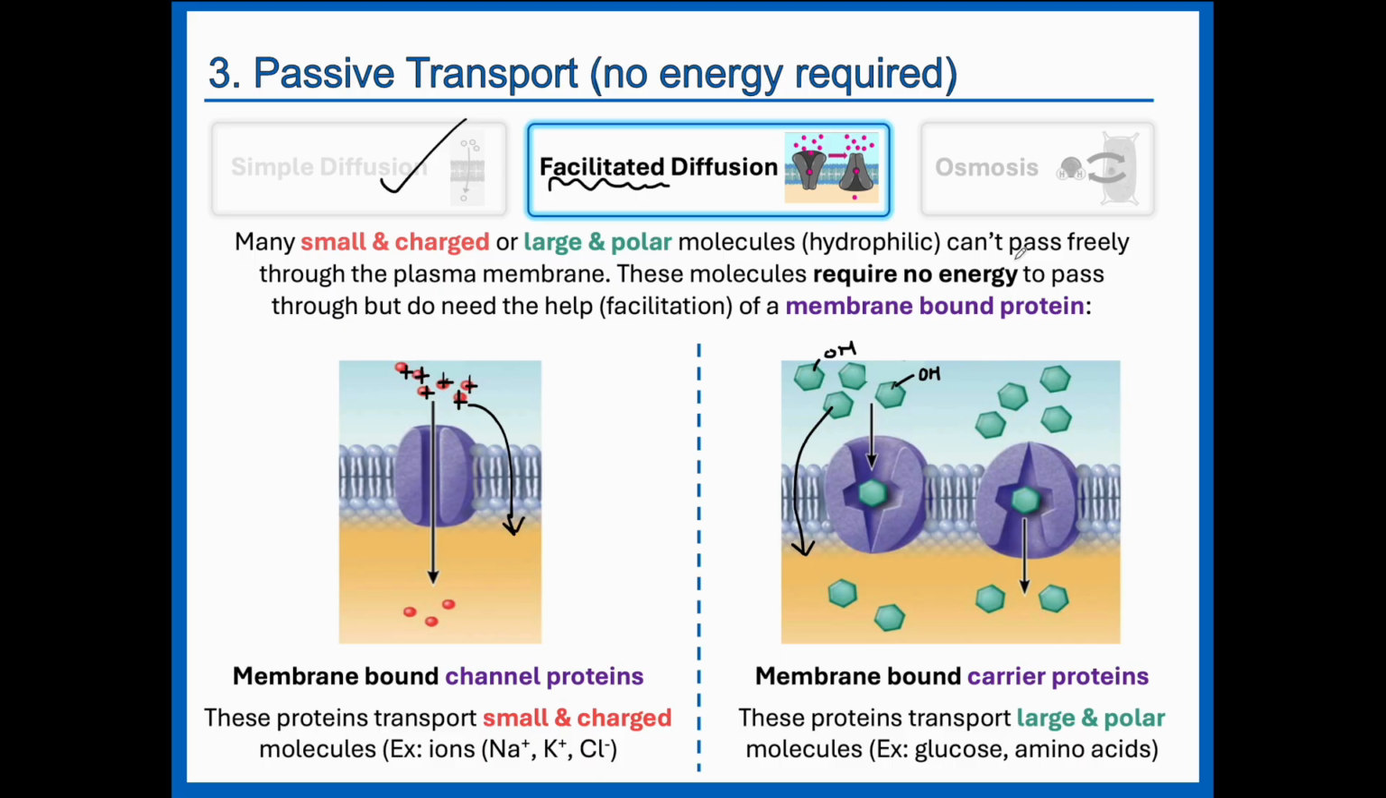So instead, these molecules still want to diffuse down. They don't want to use any energy. They want to go down their gradient from high to low, but they just need a facilitator. They need facilitation. They need a membrane-bound protein, this protein over here, to allow them to go through.